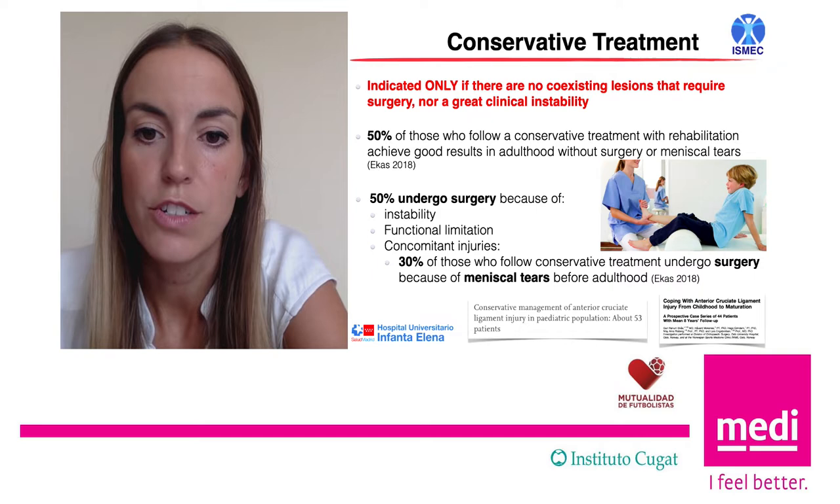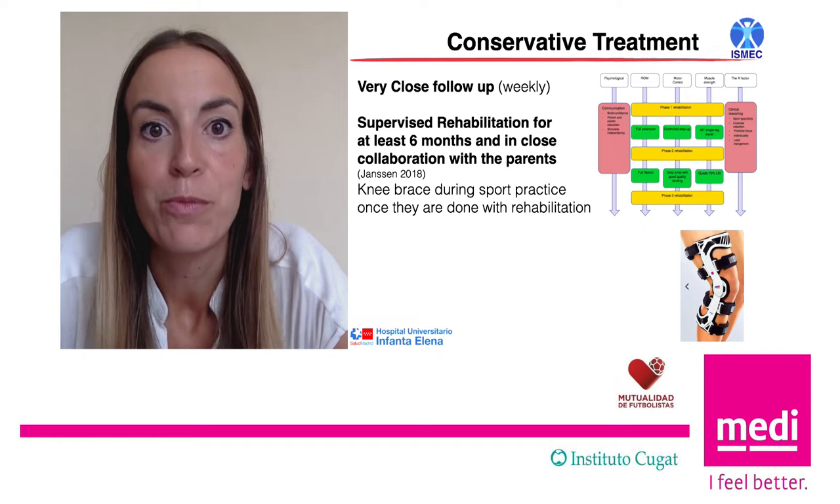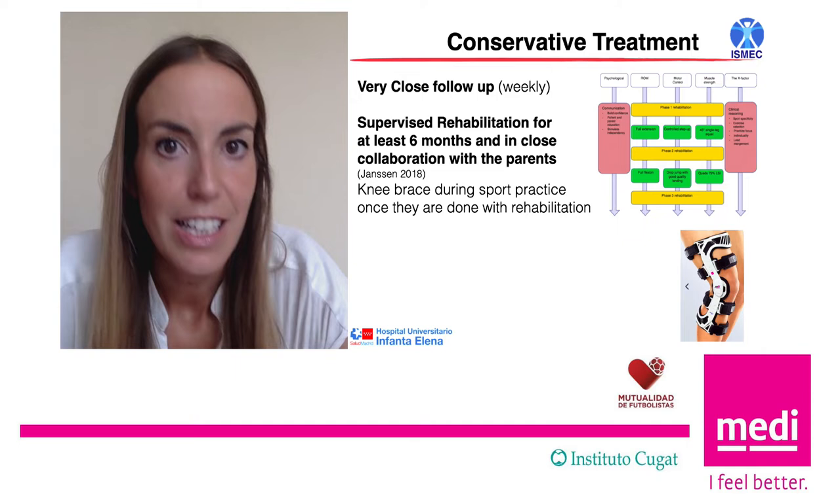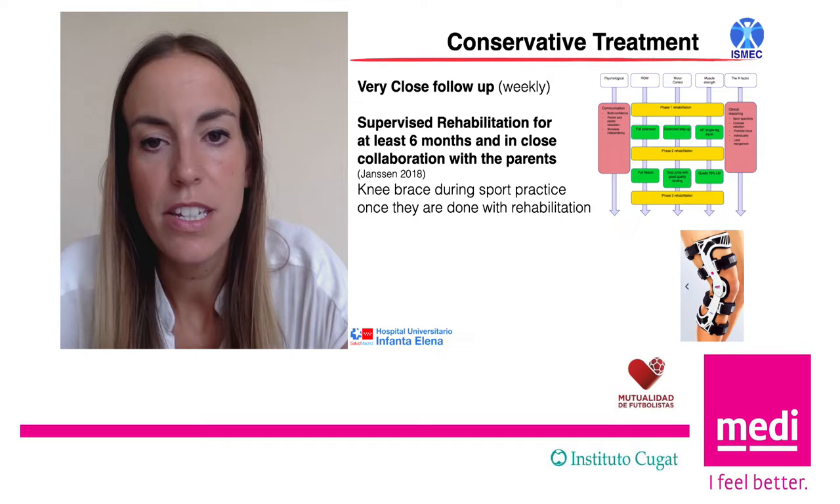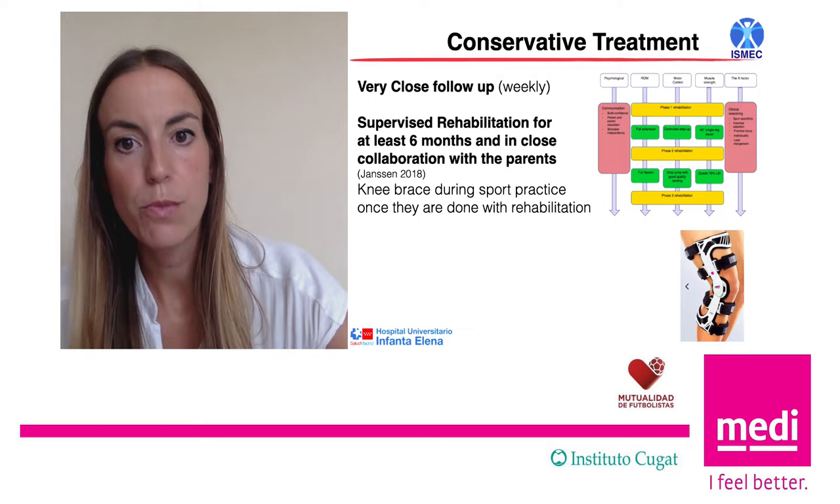If we choose a conservative treatment, we have to do a very close follow-up. Kids are not small adults, and we have to deal with the kid and with the parents. So we have to try to see them weekly, if possible, and talk a lot. And it's a different relation with the patient. And obviously, we have to indicate a rehabilitation that has to be supervised and at least for 6 months with a really close collaboration with the parents, as I've said. And usually, we're using a knee brace.